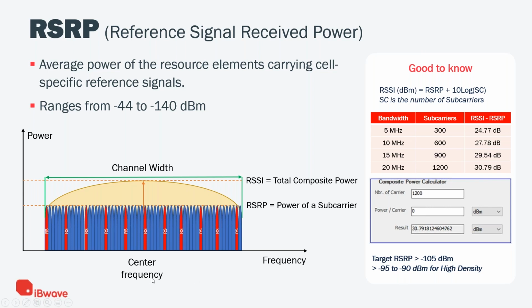And the RSRP is usually more reliable because it's a fixed value. We only measure that one. And the device is actually capable of distinguishing between a reference signal from a given PCI compared to another PCI. Let's say they're transmitting on the same subcarrier, even at the same time, it will be able to identify which one belongs to which.